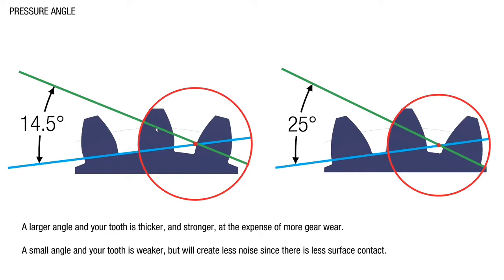Now, that's at the expense of more gear wear, because you have a longer face for the tooth to rub against. If you make a small angle, then the tooth is weaker because the tooth has less material in it. But there's also less noise and less surface contact, because if the tooth is more at a straight up angle, then there's less surface contact. But if the angle is really extreme and coming out a lot, then there's going to be a lot more rubbing because it's a longer face.